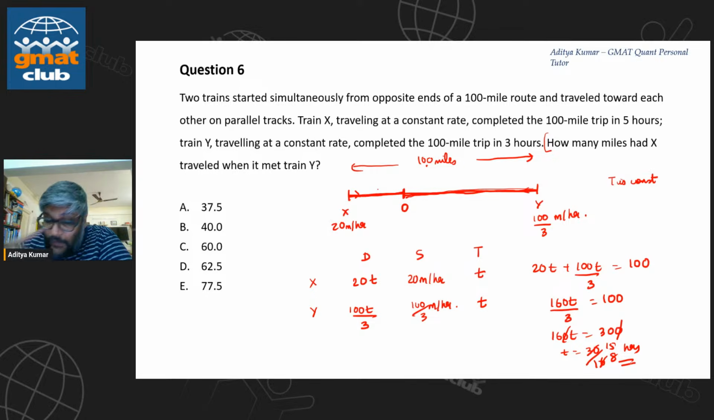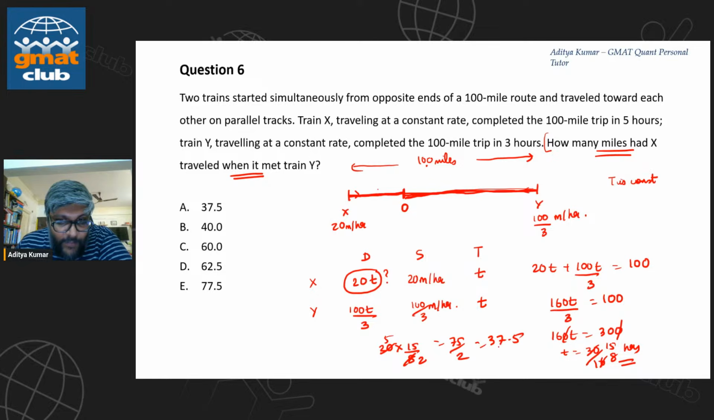So it would take X 15 by 8 hours to reach O. It would take Y 15 by 8 hours to reach O. What is the question asking me? How many miles had X traveled when it met train Y? So basically, I need to find out the distance. That's 20T. So 20 times 15 by 8. 4 2s are, 4 5s are, that's 75 by 2, which is 37.5. That is my answer.